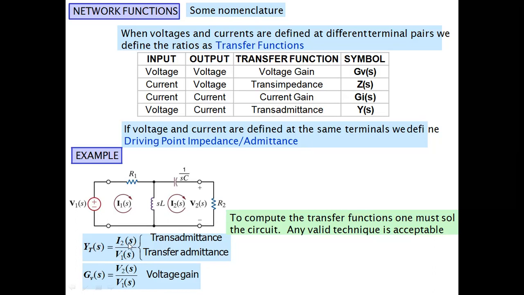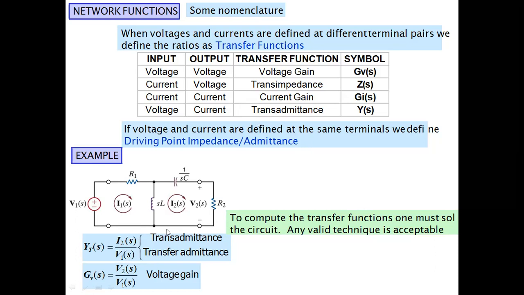This is the ratio of the output current I2 of S with respect to the input voltage V1 of S. So we can take Yt of S equal to I2 of S upon V1 of S. This is the fourth equation.